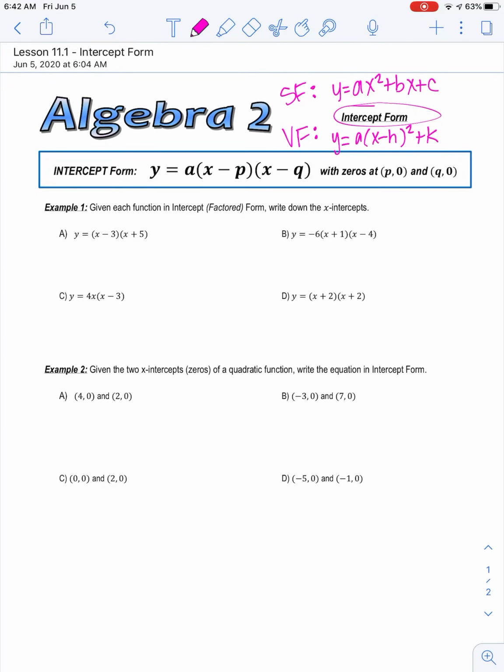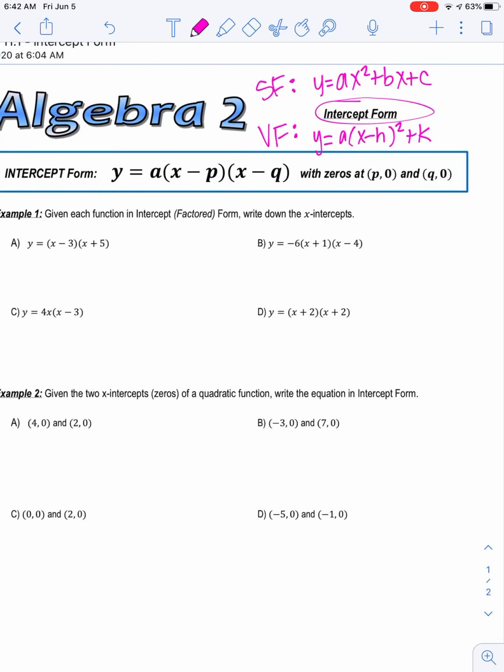In the box below, we have y equals a, in parentheses x minus p, times x minus q, with zeros at p and q. Intercept form is kind of like factored form. In the next lesson, we will start with standard form and convert to intercept form by factoring. You can see that you have two sets of parentheses, so it's factored.